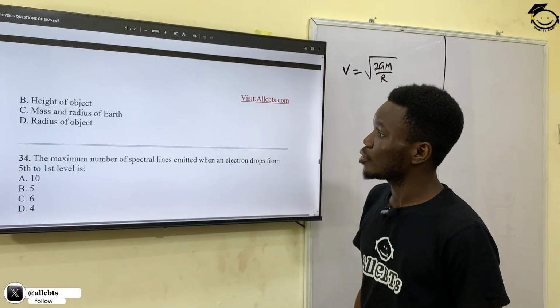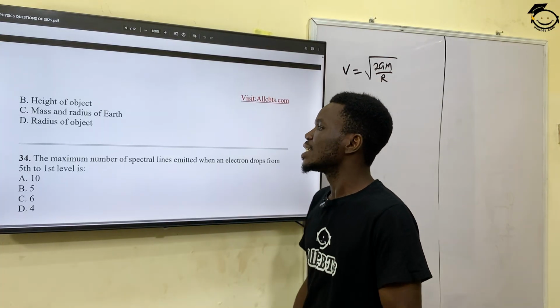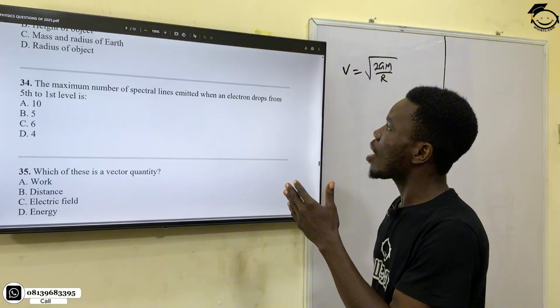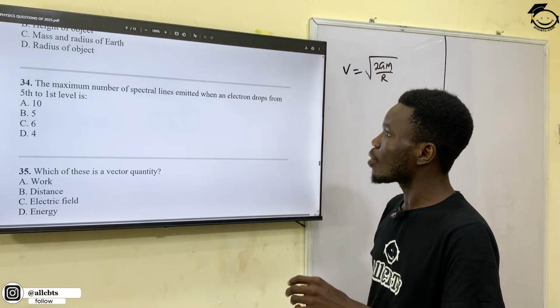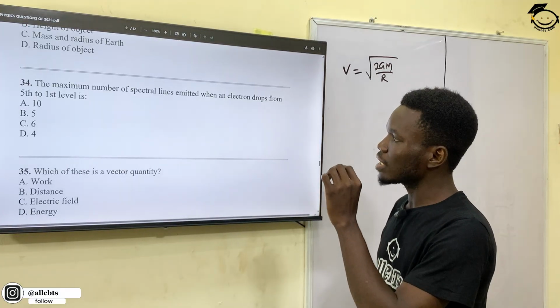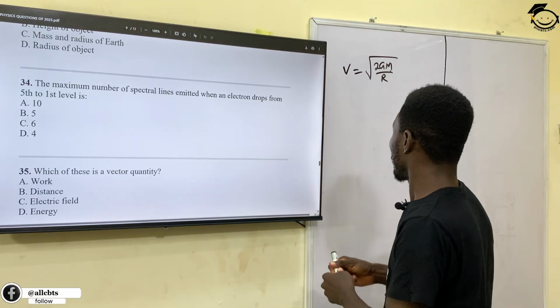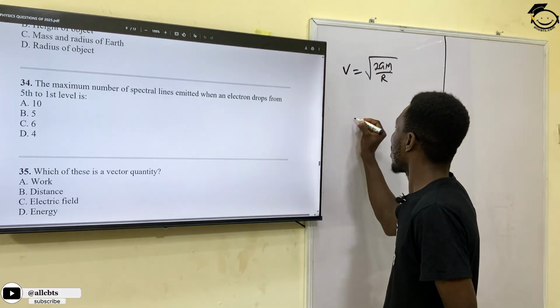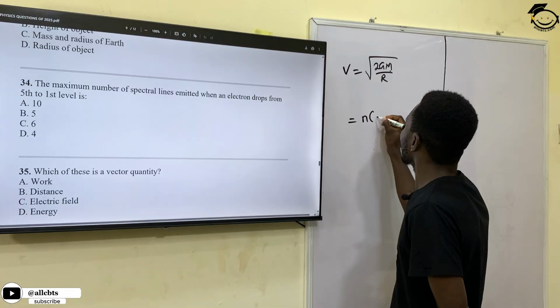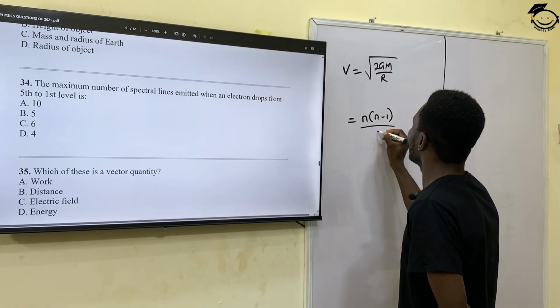So that is also question number 34, which says the maximum number of spectral lines emitted when an electron drops from 5th to 1st level is dash. Please note that for you to calculate the maximum number of spectral lines, our formula is n open bracket n minus 1 divided by 2.